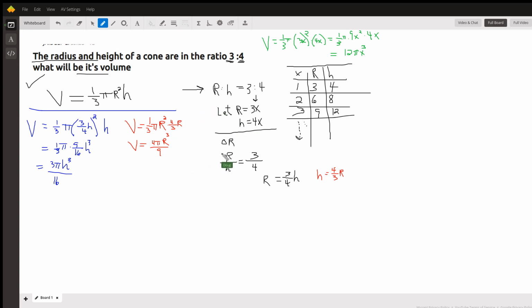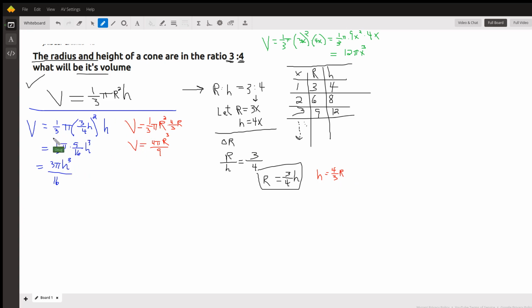Another way to write it is a proportion. R is to H as 3 is to 4. You can solve for R, and you get R equals 3/4 H. Check the table. 3/4 of 4 is 3. 3/4 of 8 is 6. So this is a valid way to write it. Or you could say the relationship between H and R is H equals 4/3 R. So you could come up with any of these three formulas that I've written down here.